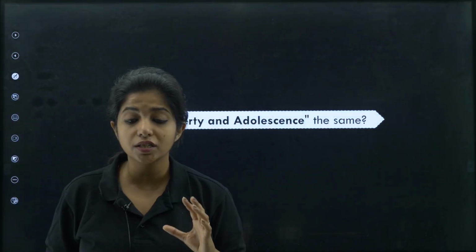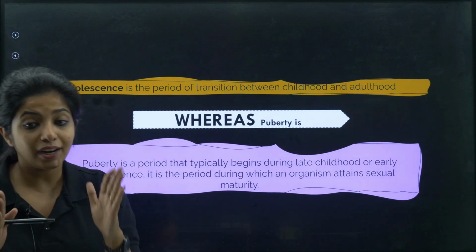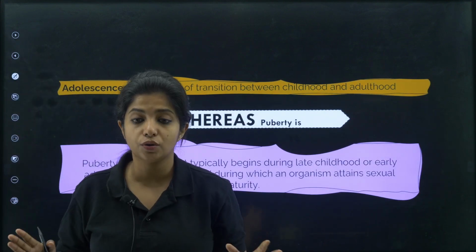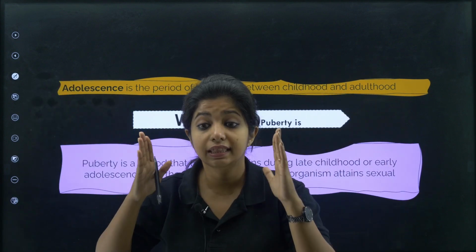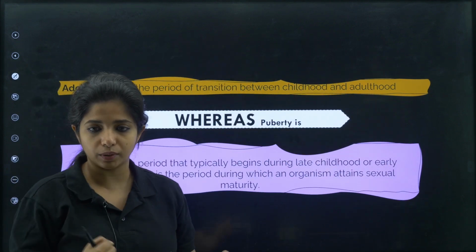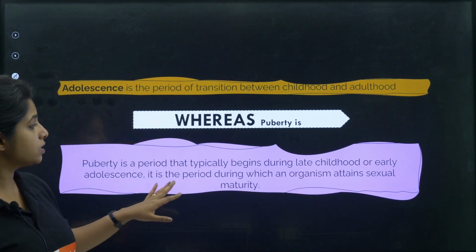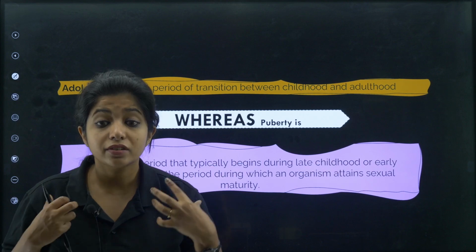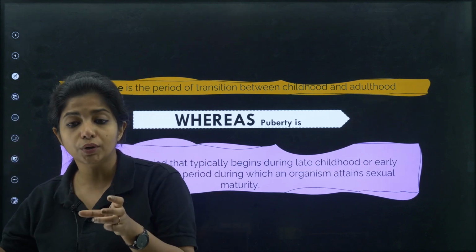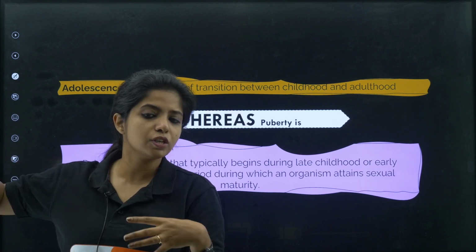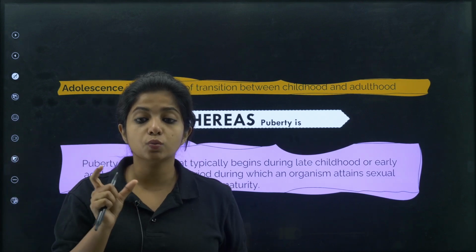So is puberty and adolescence the same, my dear children? No, it is not the same. What do you mean by puberty? What do you mean by adolescence? Adolescence is basically a transition phase from childhood to adulthood. Now during this phase, there is a time where we are going to hit puberty. So this is a period that typically begins during late childhood or early adolescence. It is a period during which an organism attains sexual maturity. So during adolescence, where the transition is happening between childhood to adulthood, in this phase only, there is a time where we are going to hit sexual maturity, and that particular period is known as what?